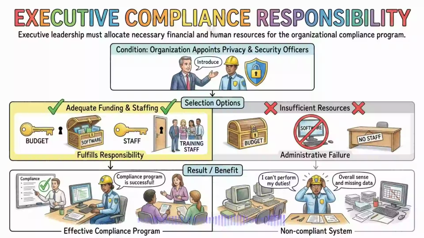To actually build this culture and manage these tasks, the privacy and security offices must be given appropriate resources. An organization cannot simply name someone the privacy officer and then deny them the budget needed to buy secure software or hire training staff. The exam will expect you to know that executive management is responsible for allocating adequate financial and human resources to the compliance program.